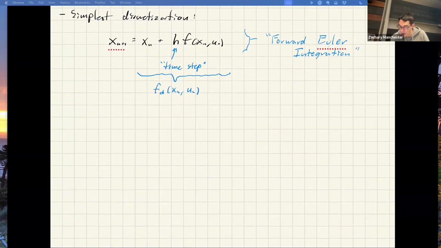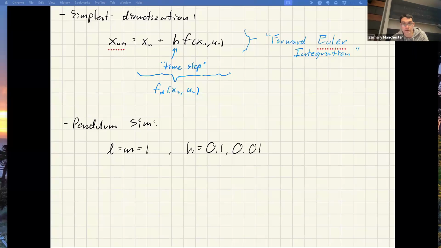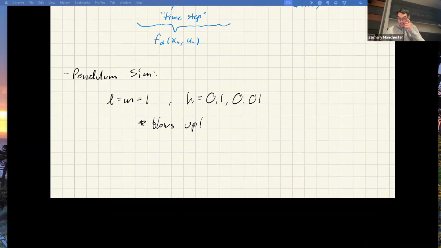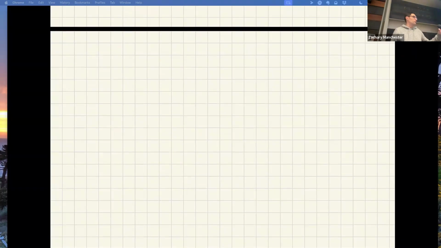Okay, so just as a quick note, we had this pendulum sim, and we did L equals M equals 1. And we did H equals 0.1 and then 0.01. You can keep going and it blows up. And that is bad, we don't like that. So you can go try it yourself, the code will get posted. So let's switch it up.